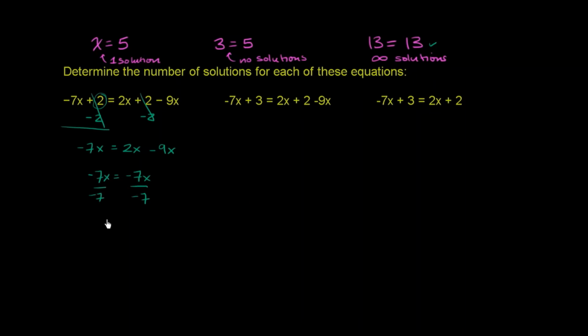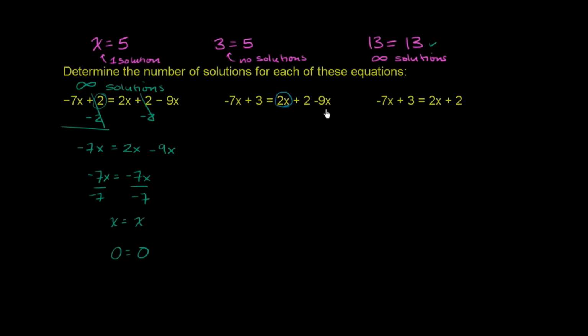But if we were to do this, we would get x is equal to x, and then we could subtract x from both sides, and then you would get 0 equals 0, which is true for any x that you pick. 0 is always going to be equal to 0. So any of these statements are going to be true for any x you pick. So for this equation right over here, we have an infinite number of solutions.